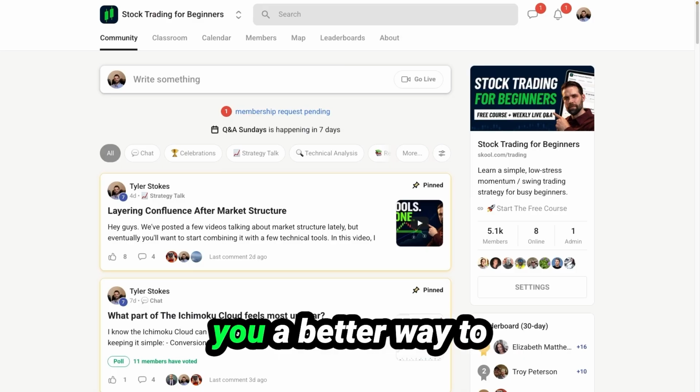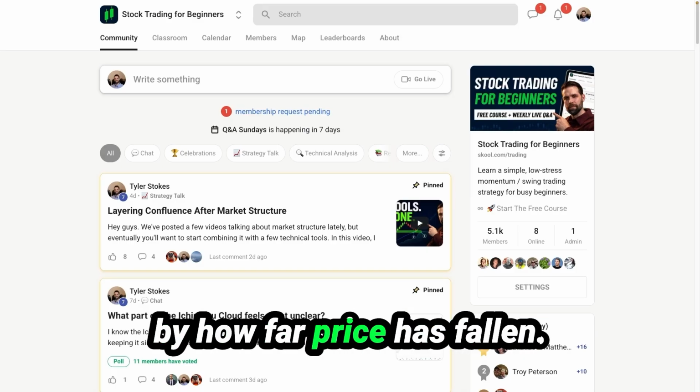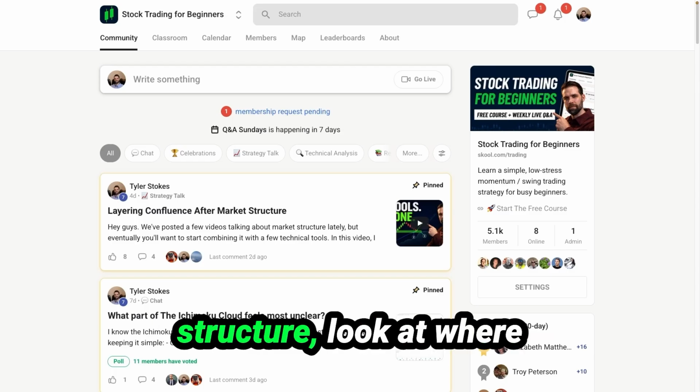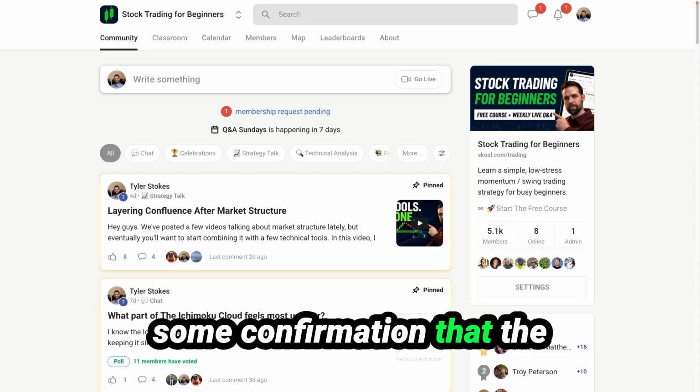So hopefully this gives you a better way to think about pullbacks. Don't judge a pullback just by how far price has fallen. Start with the market structure, look at where support is, and then watch for some confirmation that the trend has actually changed.